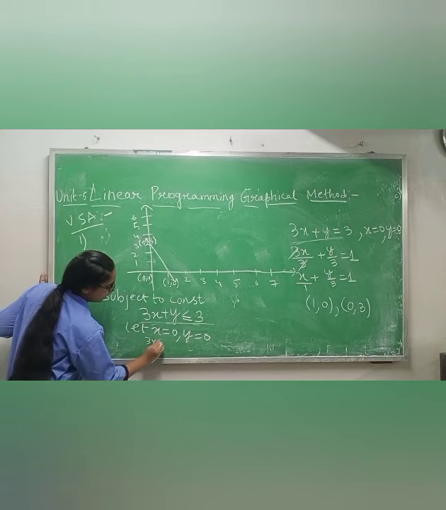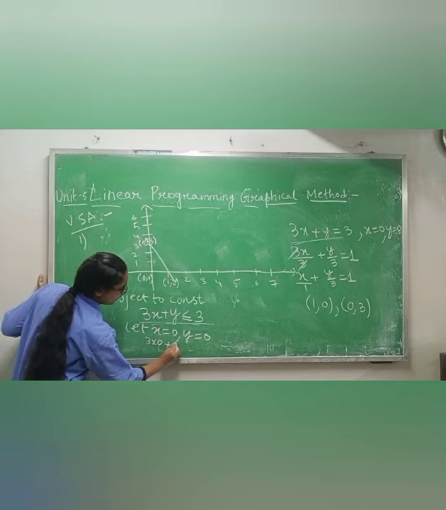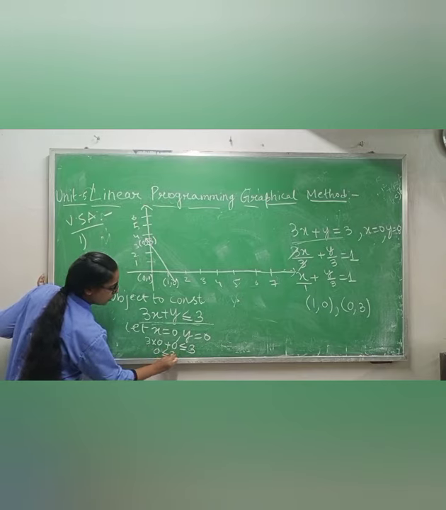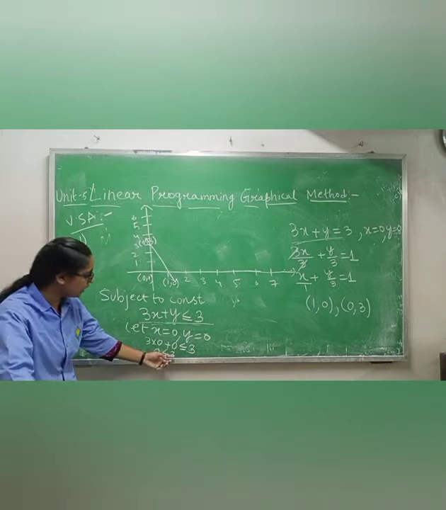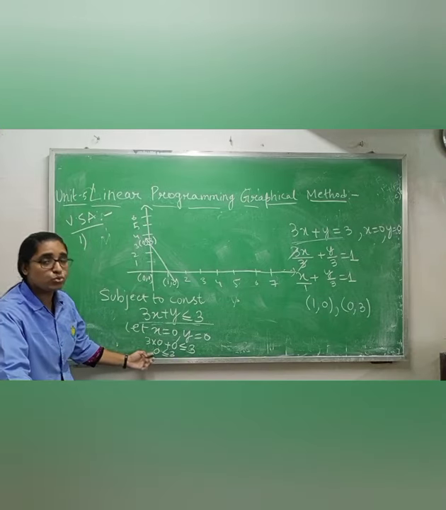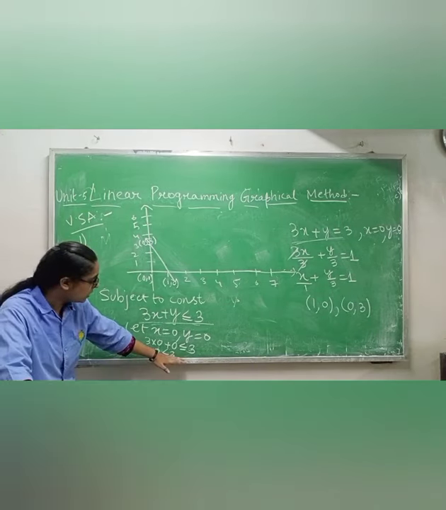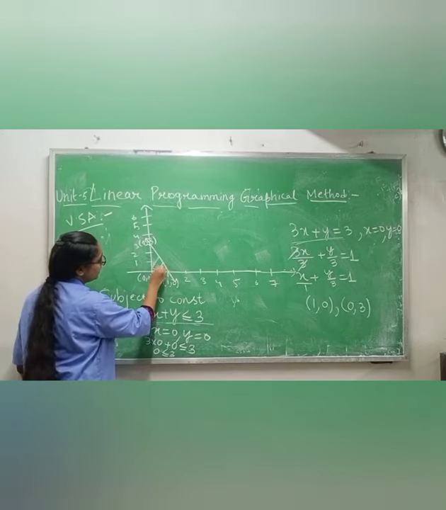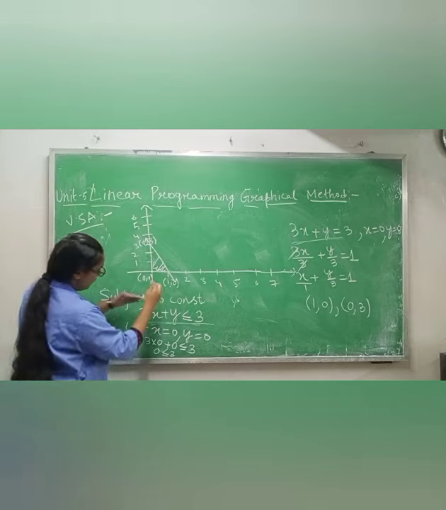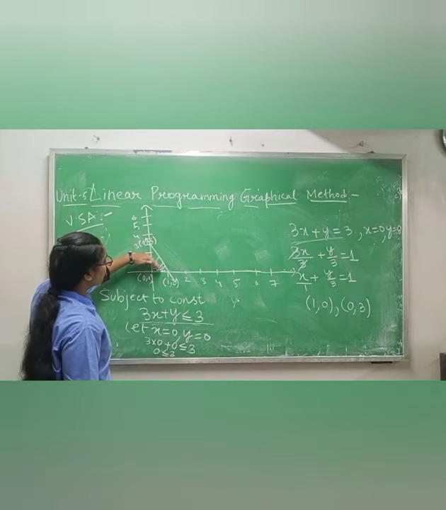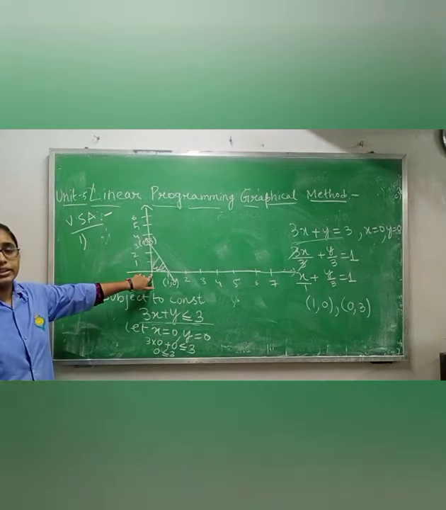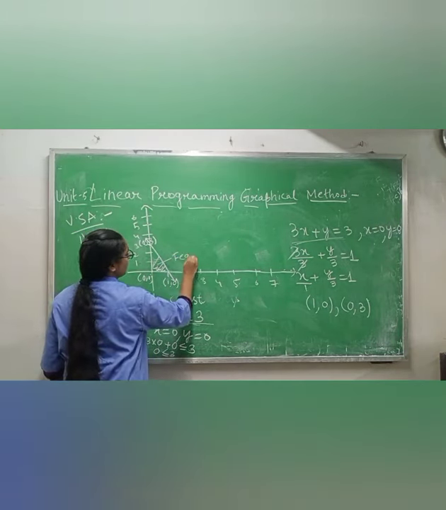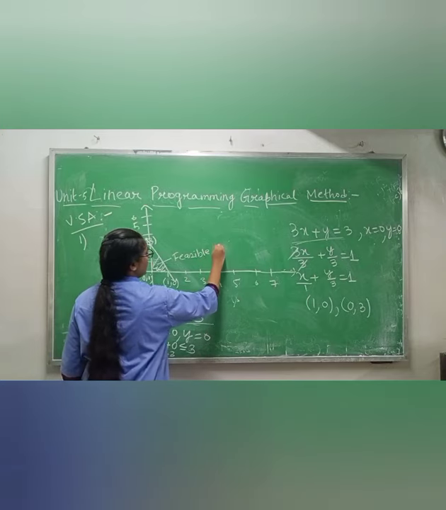If you will put, you will get 3 into 0 plus 0. How much you will get? 0. 0 is less than equals to 3. Of course it is true because we know that 3 is greater than 0. It is true. If it is true, then your feasible region will be this. Why? Because whenever it is true, you will come towards the origin. Where? Towards the origin. So this region is known as a feasible region. Okay, feasible.